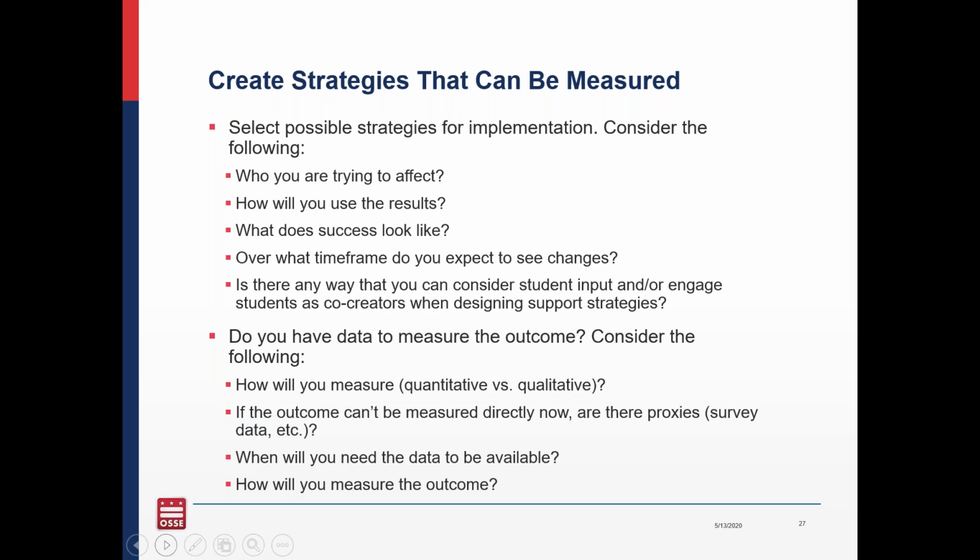Next, think about whether or not you have data to measure the outcome. Consider the following. How will you measure quantitative versus qualitative data? If the outcome can't be measured directly now, are there proxies like survey data? When will you need the data to be available? And how will you measure the outcome?